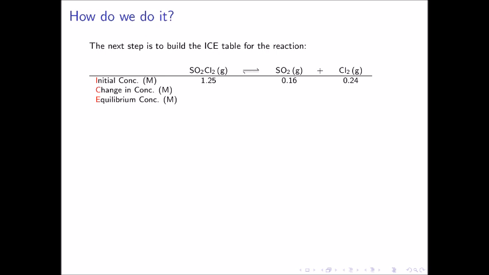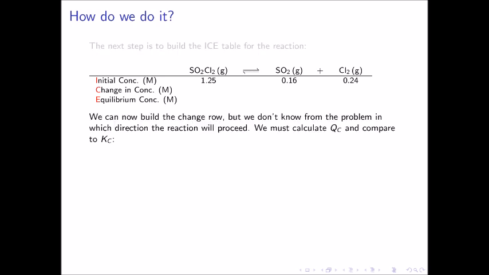Our first step is to substitute in the values for all initial concentrations: 1.25 molar for the sulfuryl chloride, 0.16 molar for the sulfur dioxide, and 0.24 molar for the chlorine. At this point, we need to build the change row, but we don't know from the problem in which direction the reaction will proceed. To determine this, we must calculate Q and compare it to Kc.